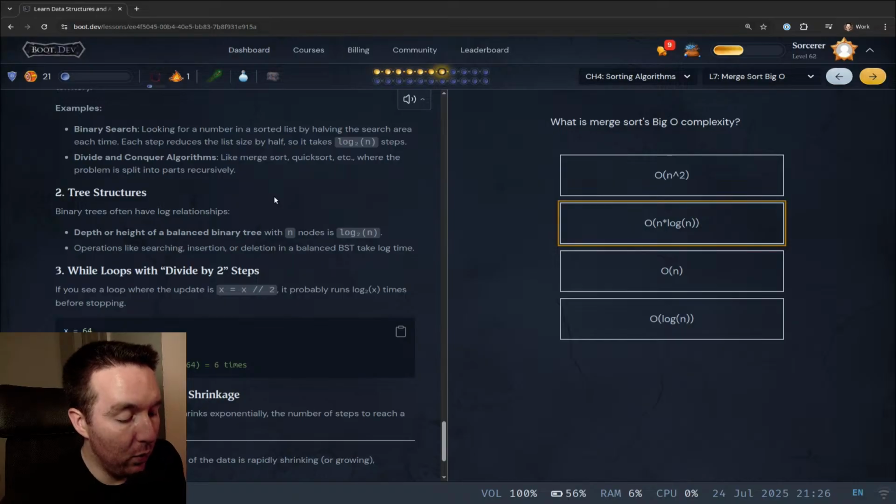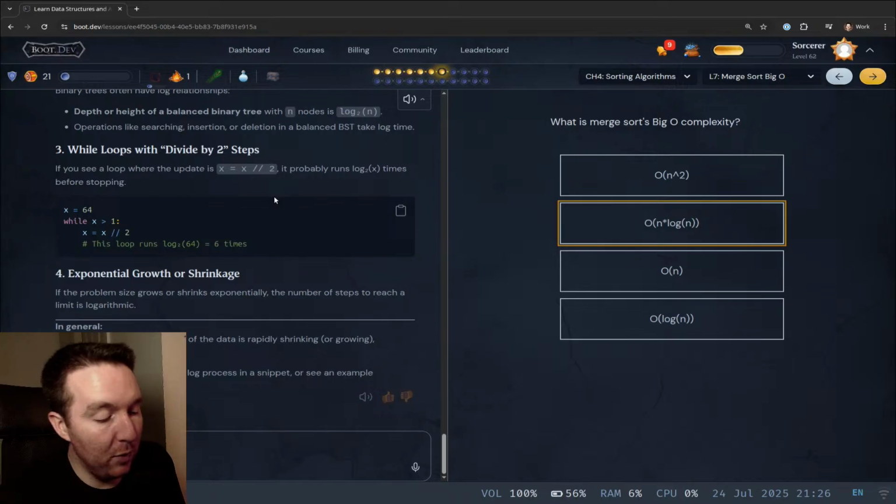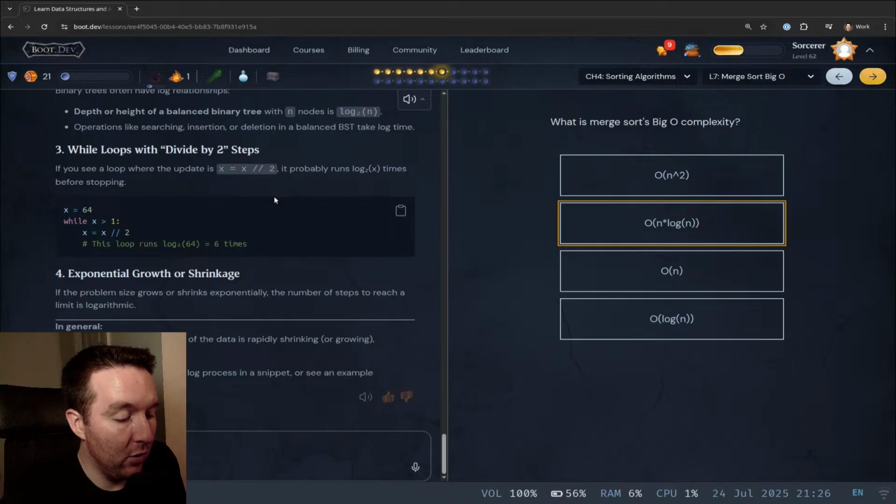While loops with divide by 2 steps: if you see a loop where the update is x equals x divided by 2, it probably runs log n times before stopping. Exponential growth or shrinkage: the problem size grows or shrinks exponentially, so the number of steps to reach a limit is logarithmic. In general, look for places where the size of the data is rapidly shrinking or growing, particularly by factors like 2. Would you like to try and spot a log process in a snippet or see an example problem?